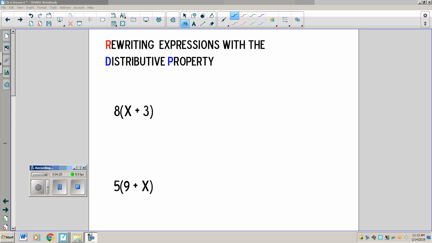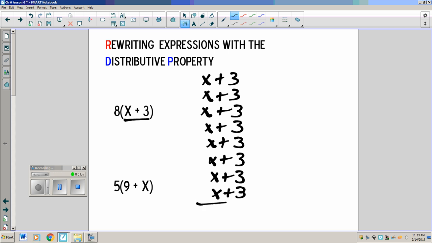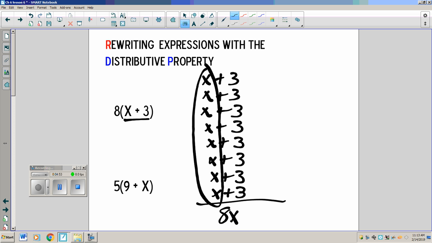Now we're going to use some algebraic expressions with the distributive property. So this says x plus 3, 8 times. I'm going to draw the first one. x plus 3, I need to draw 8 of them. Halfway there. 2 more. Okay. Count up all your x's. Get 8 x's. If you count all your 3's, that equals 24. So 8x plus 24. That's the picture for it.